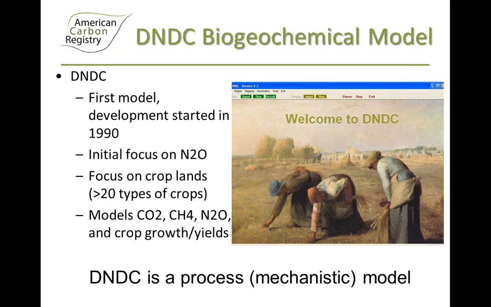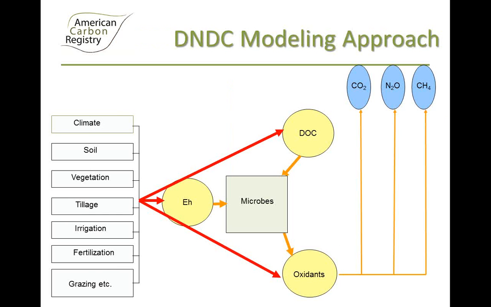For the model to work well, it's key that the model can capture the growth of the individual crops we're trying to simulate and the yields. So that's part of the calibration phase, as part of the ACR methodology. But it's important to note that DNDC is a mechanistic or a process model, and we'll get into that as we discuss it.